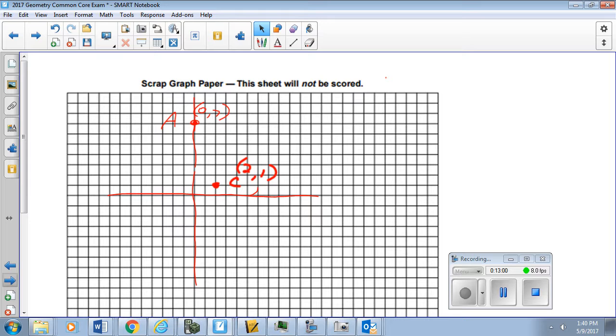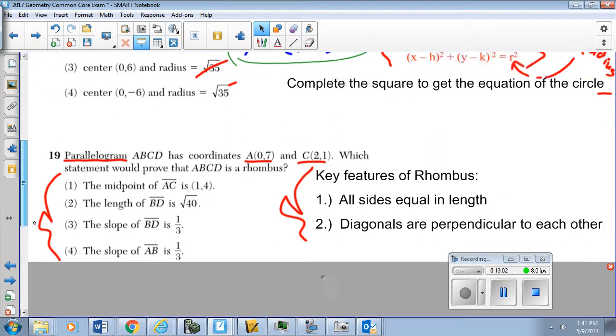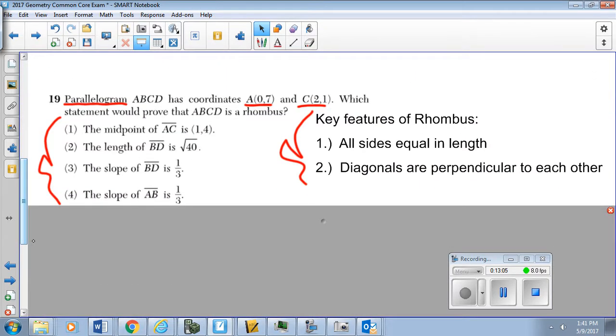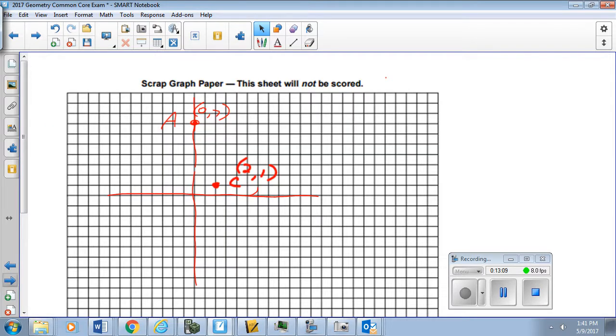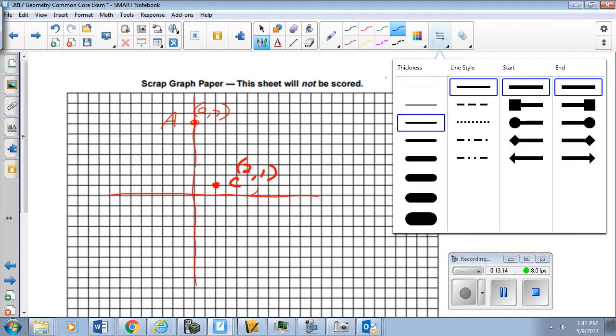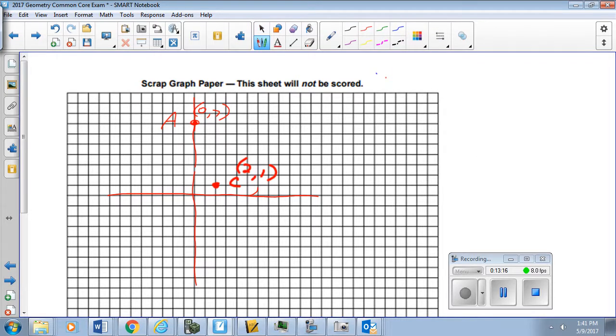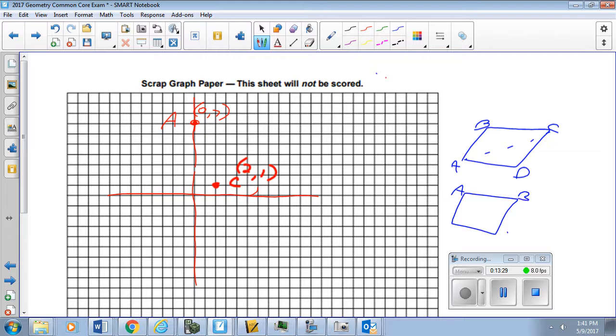So the first answer choice, if we go back here, is that the midpoint of AC is 1, 4. Now remember, AC is a diagonal, okay? Whenever you name something, you always go in order. So A, B, C, D. So AC is a diagonal. We don't know where the other points are, but we know AC is a diagonal. Even if you had it like this, A, B, C, D, again, no matter how you letter it.